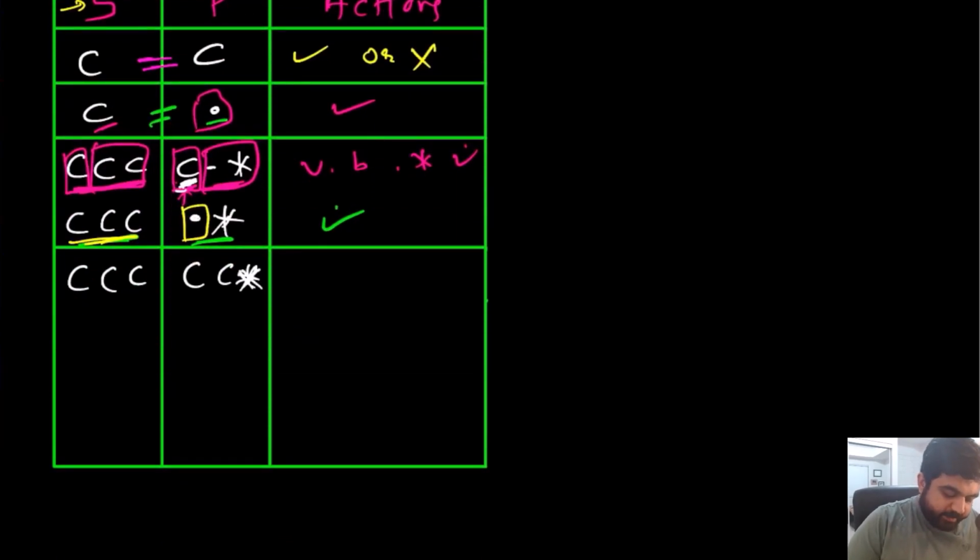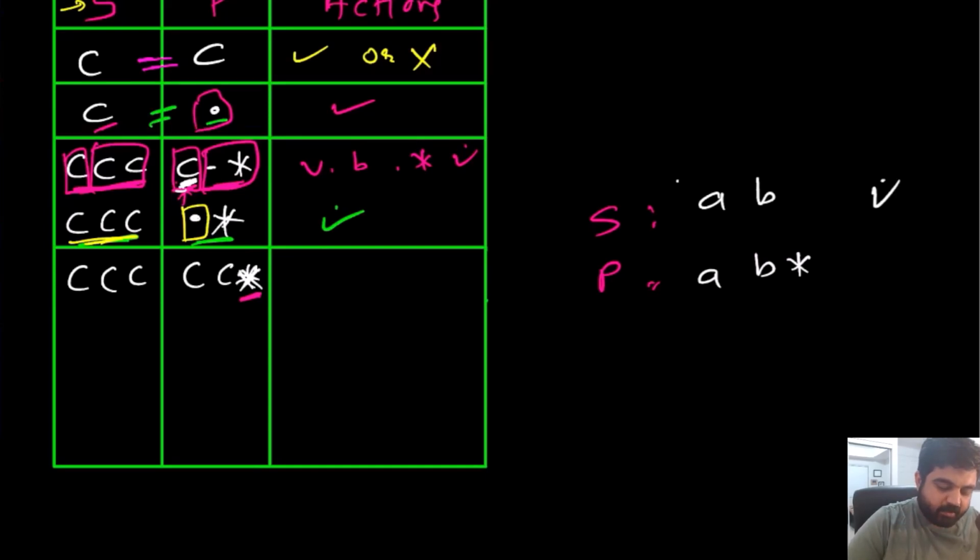Now comes the interesting part where we are dealing with a star. What could be the different possibilities? So let me give you one possibility. Suppose for our string and P value, we are given the values A, B, and over here we are given the values A, B star. Question: is this a match? Yes, this is a match.